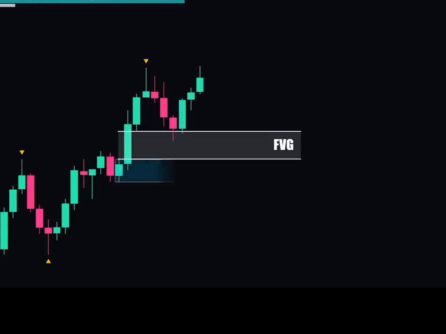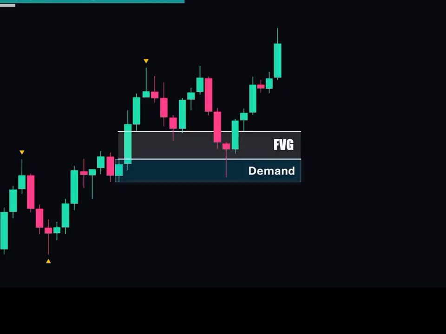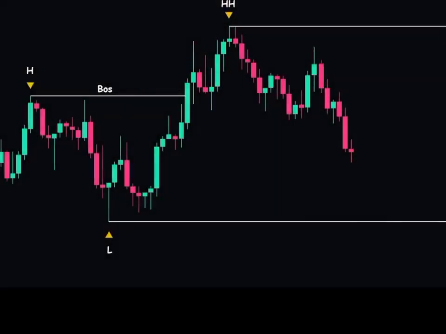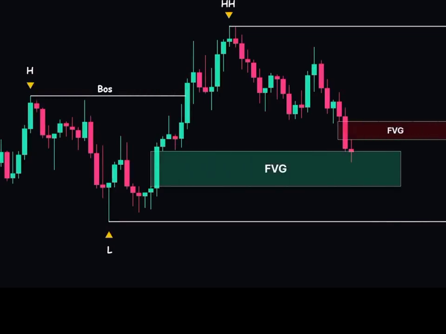Additionally, a demand or supply zone that created a fair value gap is usually stronger than a zone without an imbalance. If the price returns to such a zone, there is a higher chance it will act as a strong reversal point. Now back to the previous chart. Let's mark the fair value gaps. Here we have 2 FVGs near the current price. But what do they mean, and what is the point of identifying them on the chart?